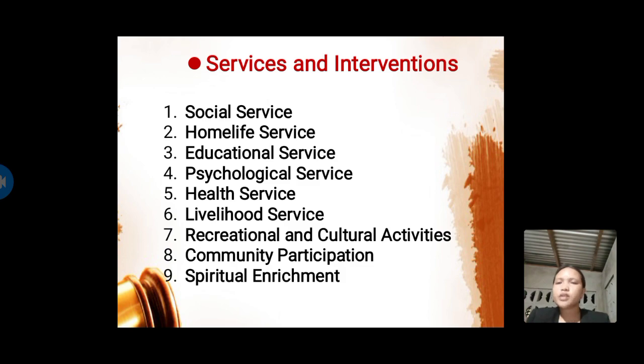So the services and interventions of RRCY: we have social service, home life service, educational service, psychological service, health service, livelihood service, recreational and cultural activities, communication, participation, and spiritual enrichment.